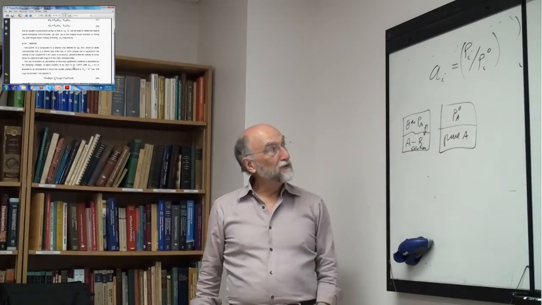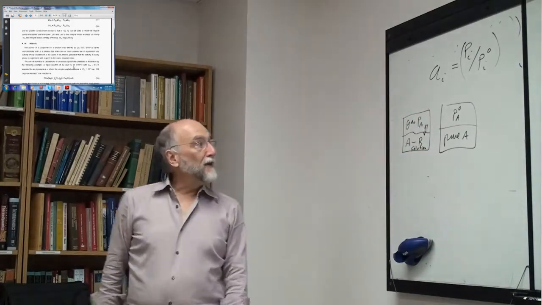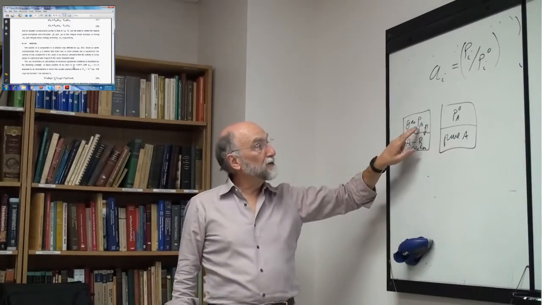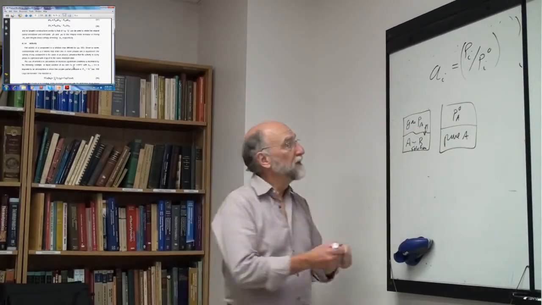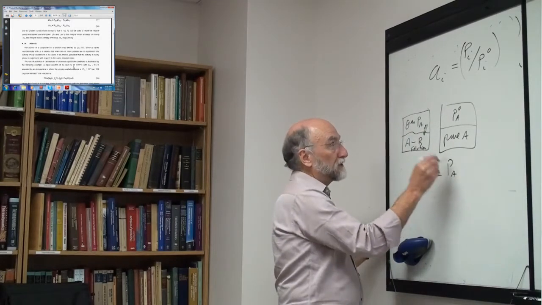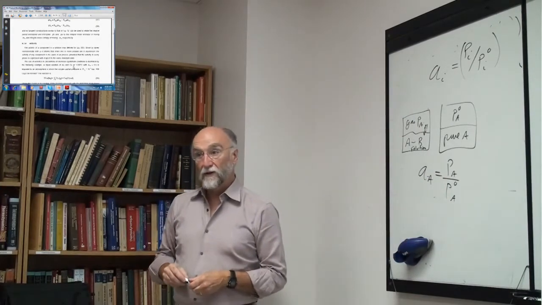I just put the zero. The zero doesn't mean standard state, the zero means vapor pressure of pure A. Anyway, that's the equilibrium vapor pressure over pure A. This is equilibrium vapor pressure over the solution. And the activity of A in the solution is equal to the vapor pressure of A over the solution divided by the vapor pressure of A over the pure material at the same temperature.